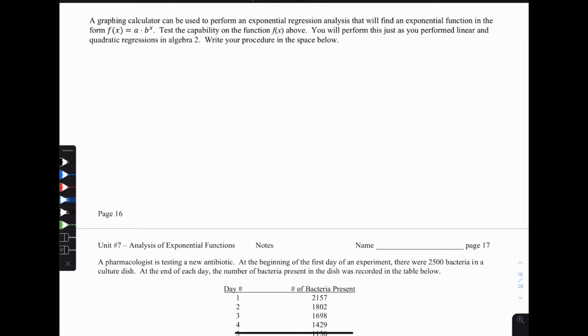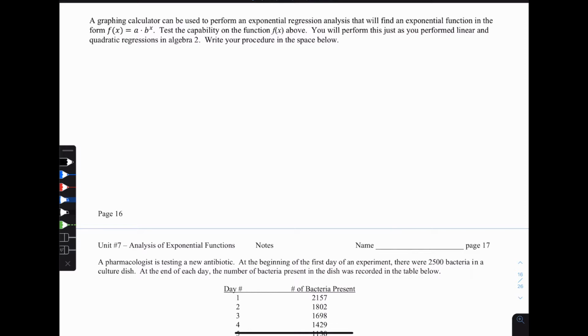This is pre-AP calculus. We're in note 7.4. We are specifically looking at how we can use our calculator in order to make an equation given a list of ordered pairs. That's called regression. Now, if those ordered pairs form something that resembles a line, it would be a linear regression. But we are talking about exponential functions, so it's an exponential regression.